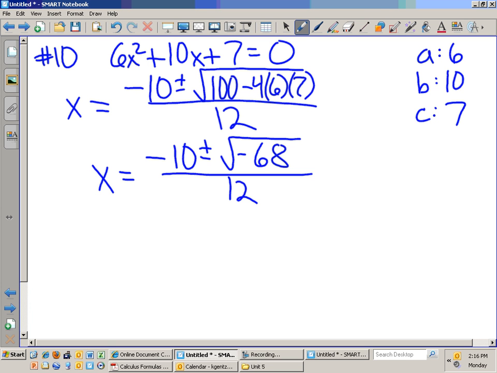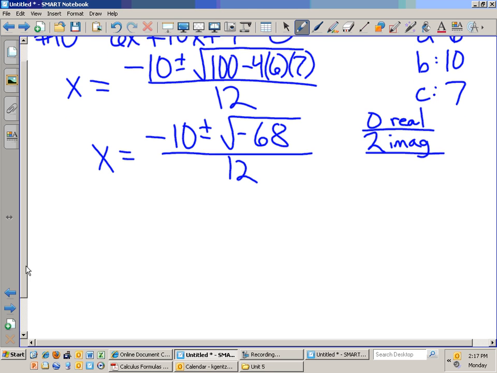So how many times does this cross the x-axis? Never. 0 real solutions. 2 imaginary. Yes, you should write the nature of the solutions. You'll be asked to do that on the test.